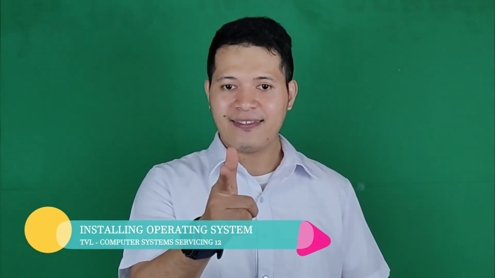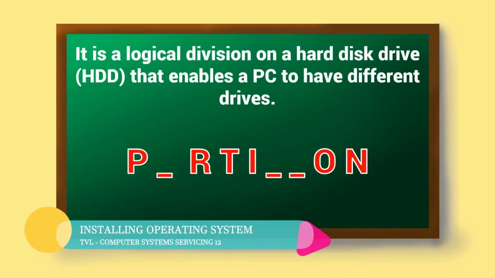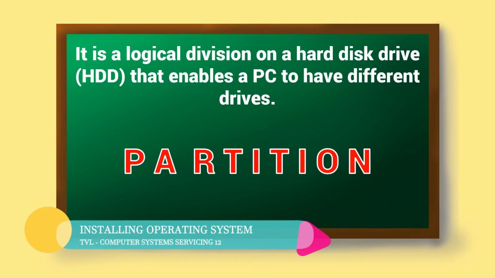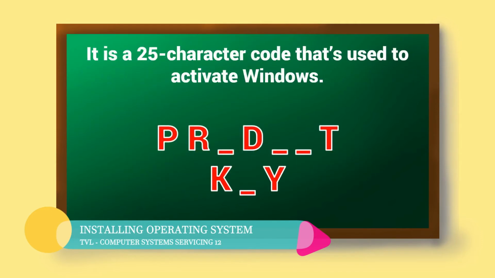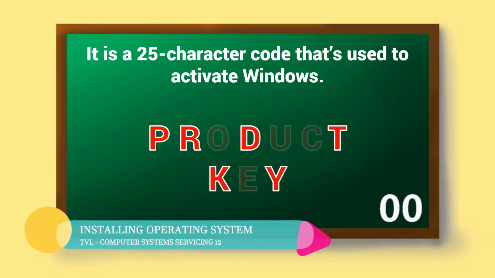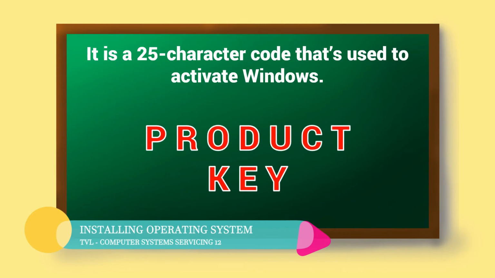Are you ready? Number 1. It is a logical division on a hard disk drive that enables a PC to have different drives. Correct! It is partition. Number 2. It is a 25-character code that is used to activate Windows. Got it! It is product key.